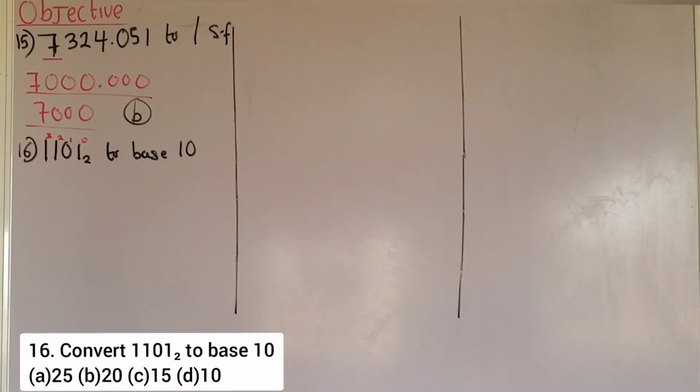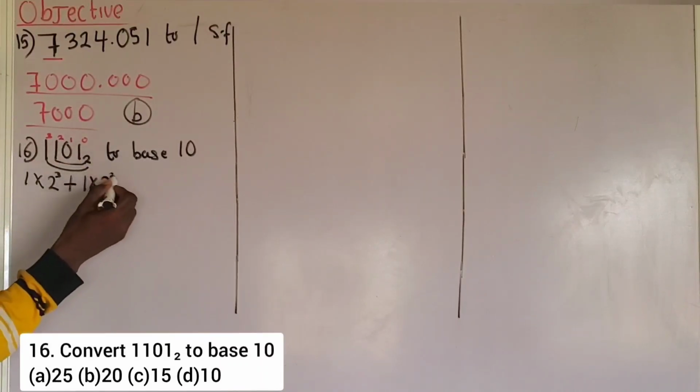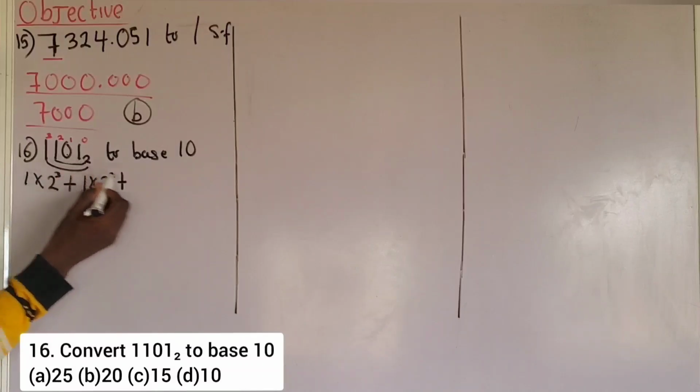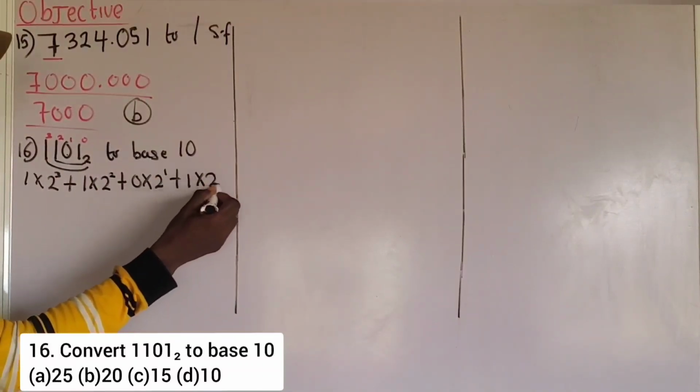So let us proceed. For this one, I am going to have 1 times 2 raised to the power of 3, because this one is carrying 3. Are you paying attention? Plus this one again, 1 times 2 raised to the power of 2, plus 0 times 2 raised to the power of 1, plus 1 times 2 raised to the power of 0.